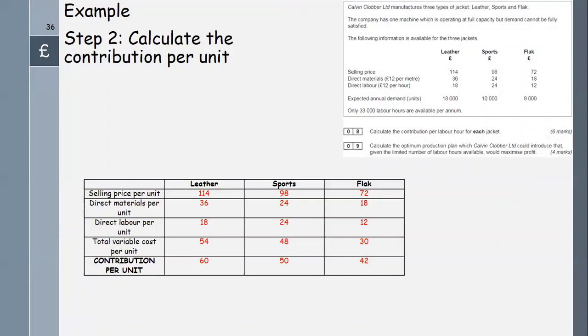So at the minute, if we had as many hours as we wanted, then we would look at that and think, right, which one would we prioritize? So have a think, which one do you think we prioritize? So you might think that the leather gives us the highest contribution, so prioritize that. However, the one we want to prioritize is the one that's got the highest contribution sales ratio, which is in fact the flak. 42 over 72 is much higher than the other contribution sales ratios.